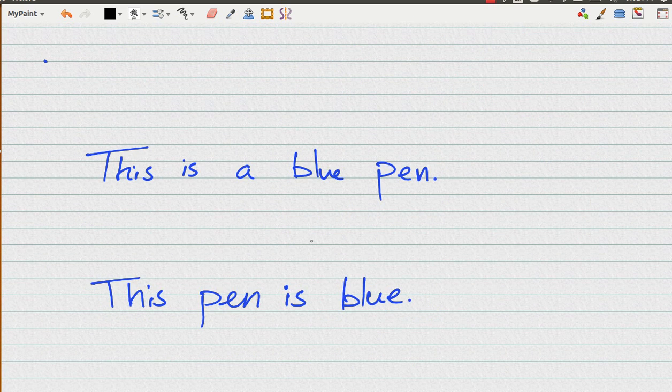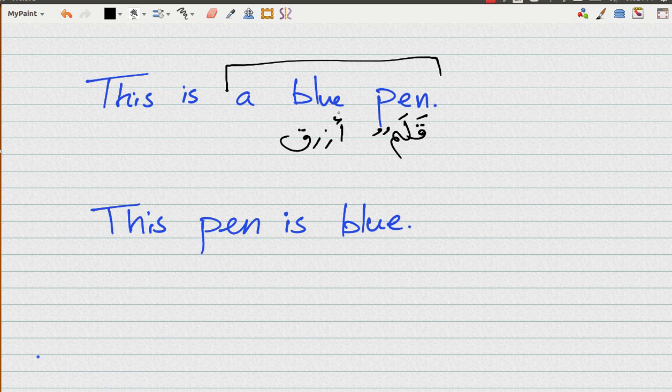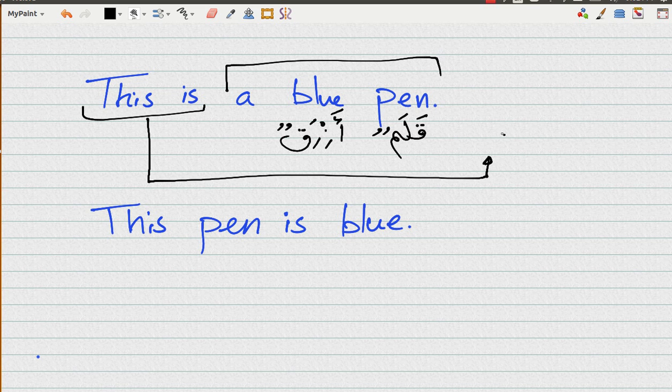Next example. If I'm going to say this is a blue pen. A blue pen in Arabic is قلم أزرق. A blue pen. Now, if I want to say this is a blue pen, I would add هذا.